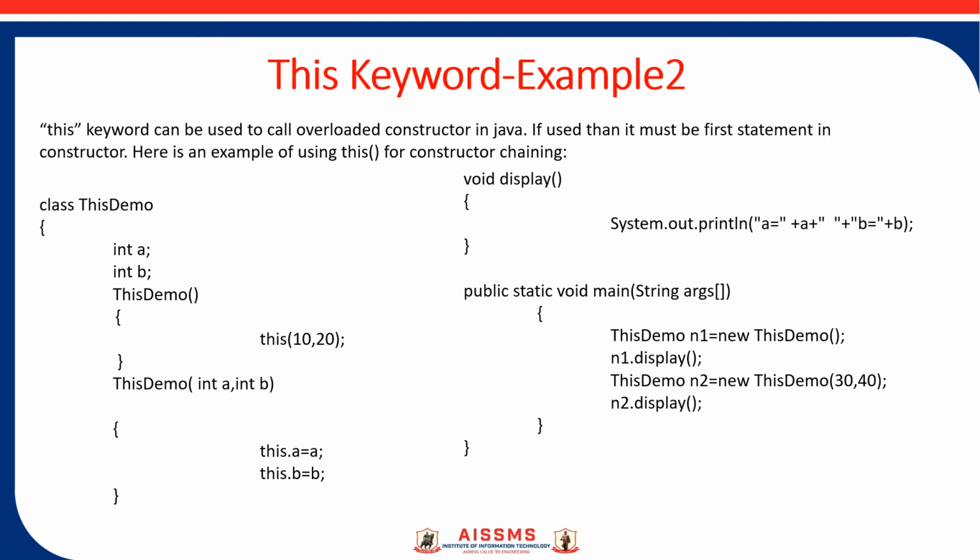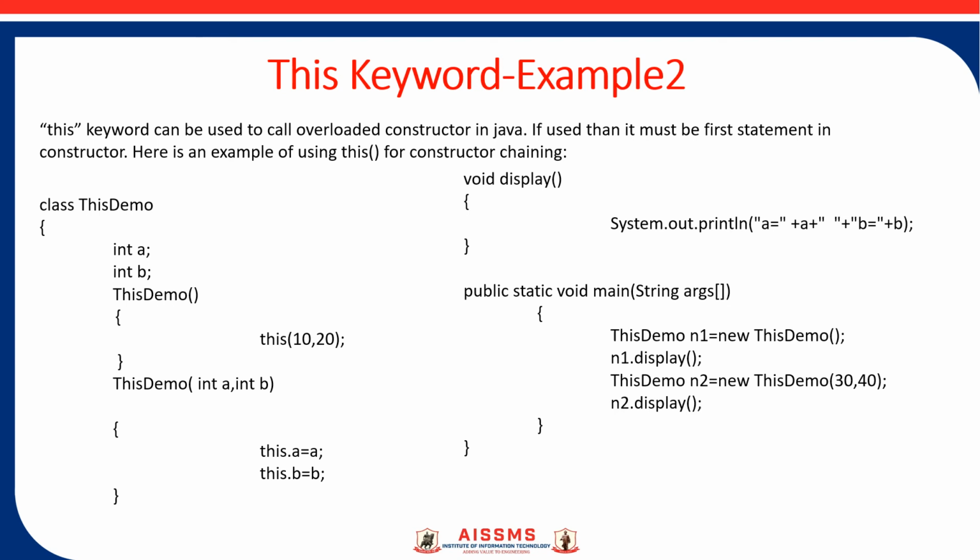Whenever the first object is created, the default constructor is invoked, and inside the default constructor you can note that we have this statement. The this keyword here will pass the arguments from one constructor to another constructor, and it is passing 10, 20 to the parameterized constructor. Because of that, the A and B values of the n1 object will be initialized, and when you print n1.display, it will display A = 10 and B = 20.